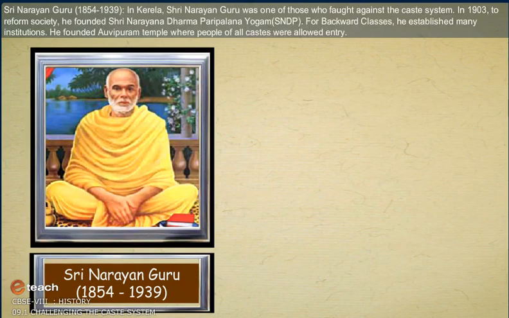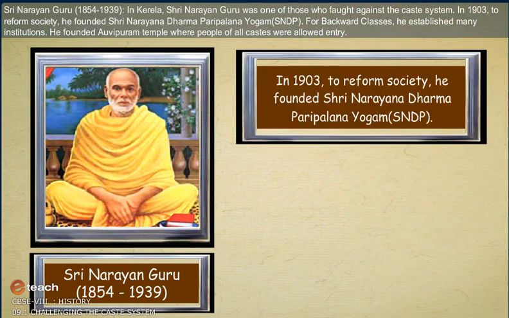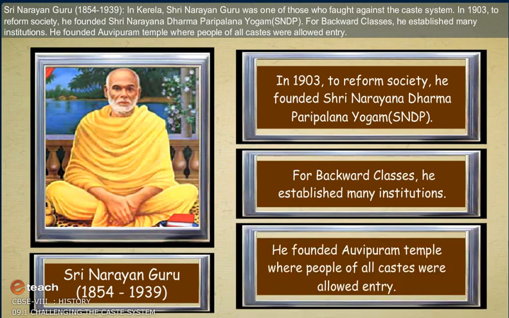Sri Narayan Guru, from 1854 to 1939. In Kerala, Sri Narayan Guru was one of those who fought against the caste system. In 1903, to reform society, he founded Sri Narayana Dharma Paripalana Yogam, SNDP. For backward classes, he established many institutions. He founded Aruvippuram Temple, where people of all castes were allowed entry.